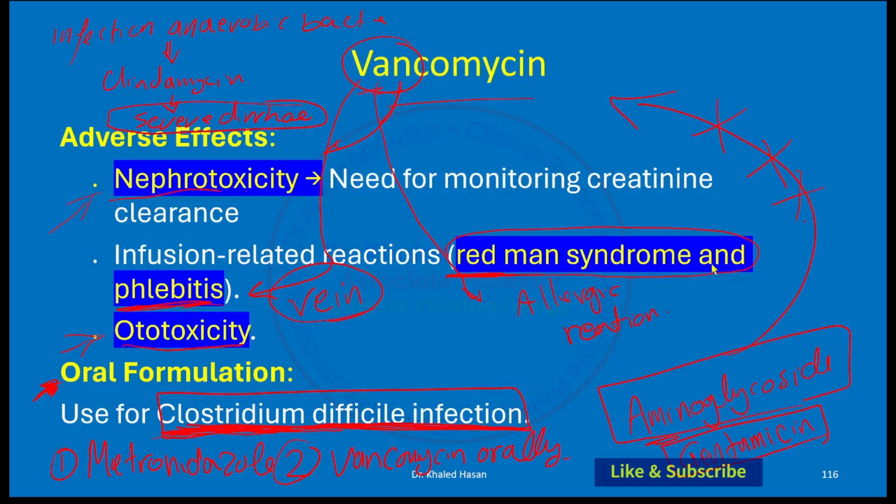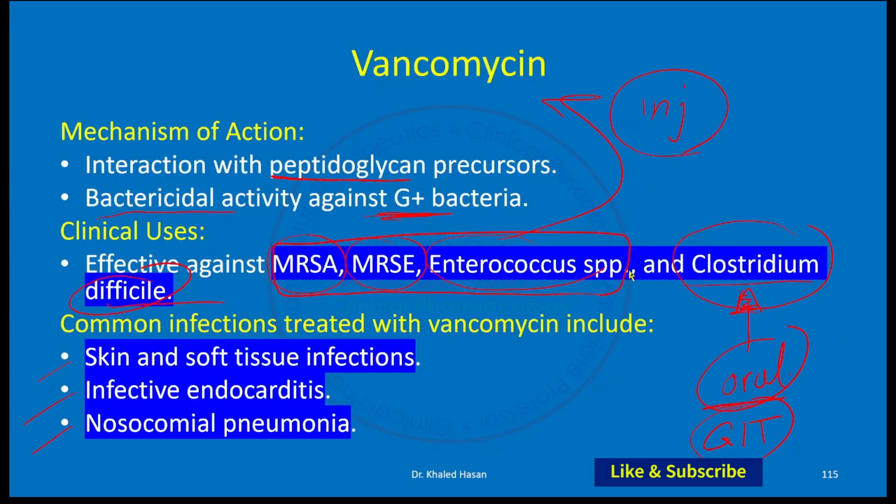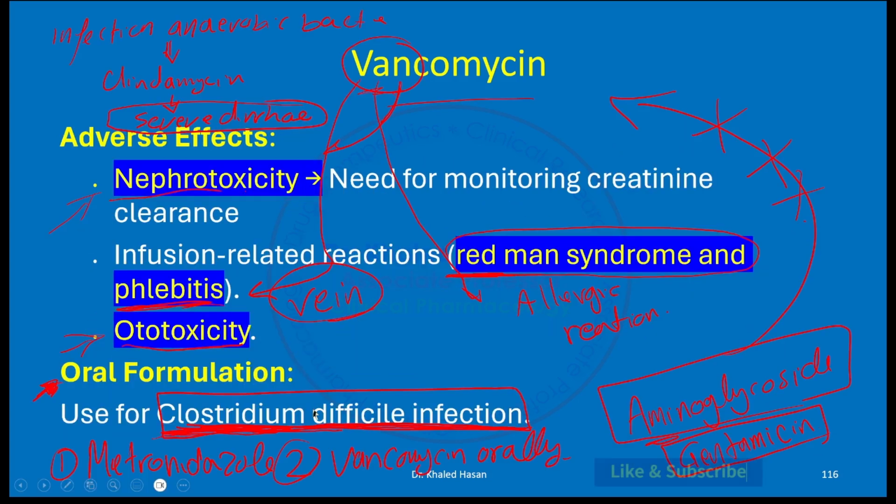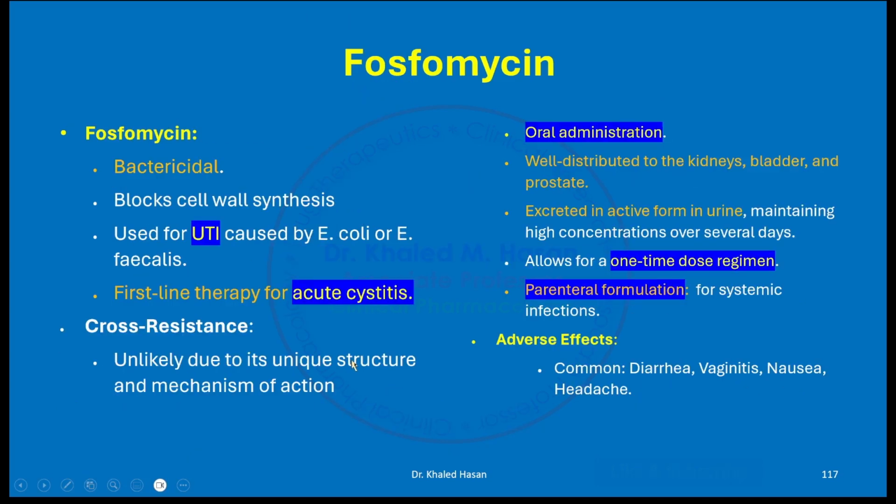Okay, so we almost covered vancomycin. We spoke about how this medication works, whether it is cidal or static, what type of bacteria will be covered by this antibiotic, and the clinical use of this antibiotic. And then we moved to the side effects of vancomycin: we have phlebitis, we have allergic reaction, red man syndrome, and then we have nephrotoxicity. Oral formulation is available for patients with Clostridium difficile.